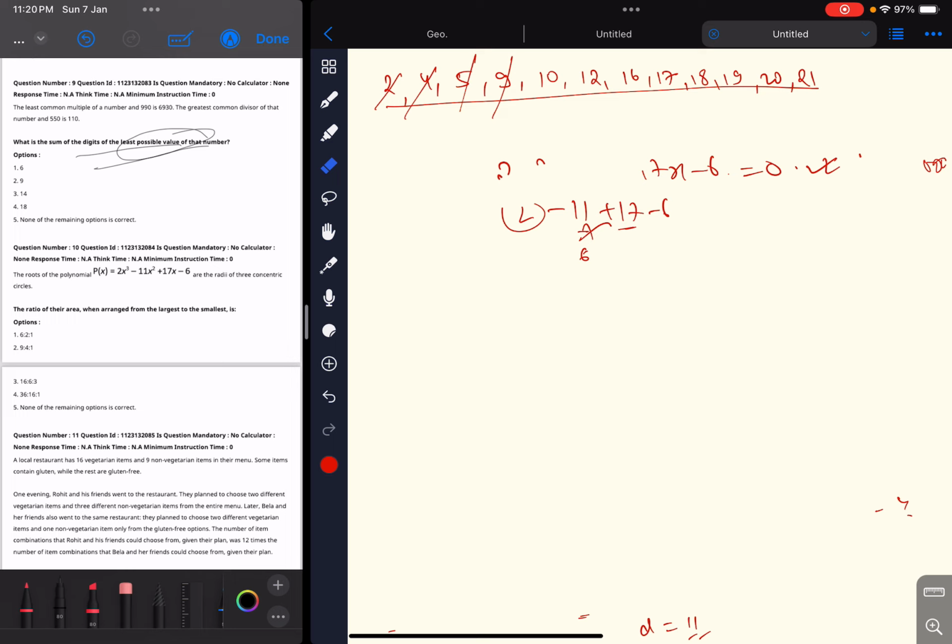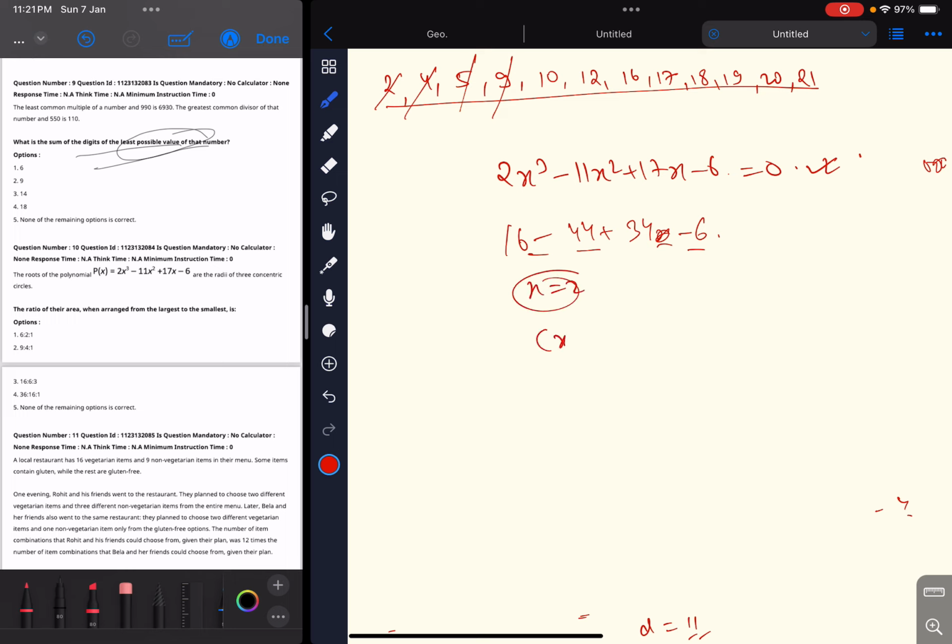Now, oh, sorry. Now let us check for 2 by putting 2. So 2 to 4 to 8, 8 to 16, 2 to 4, 44, 17 to 34, minus 6. Okay, so this is 50, 50, and bingo, we got it. So x equal to 2 is satisfying. Okay, so x equal to 2 means x minus 2 is the root.